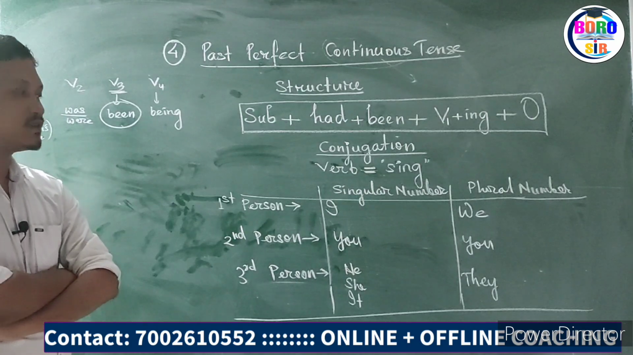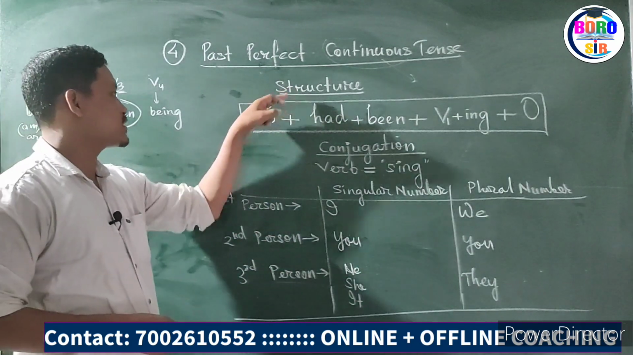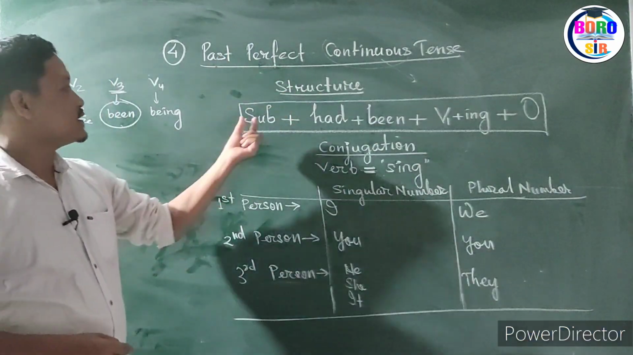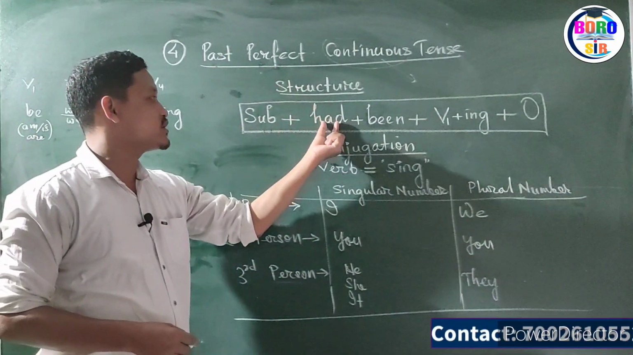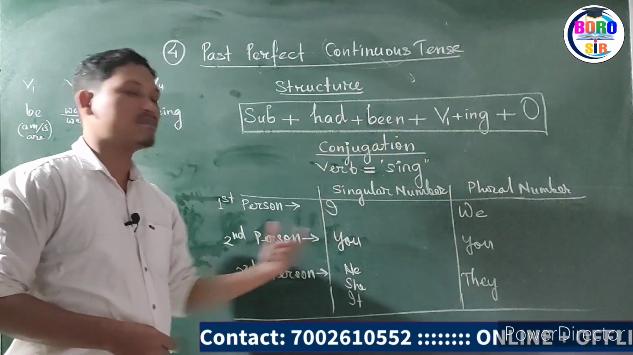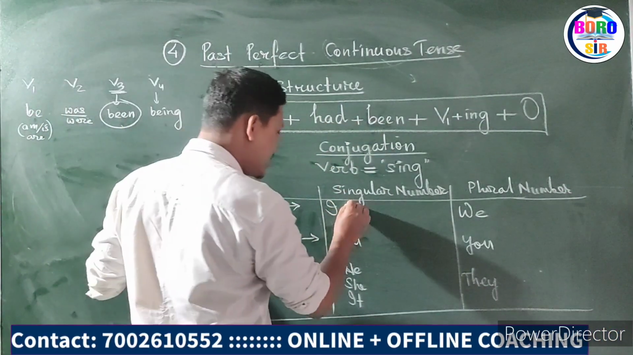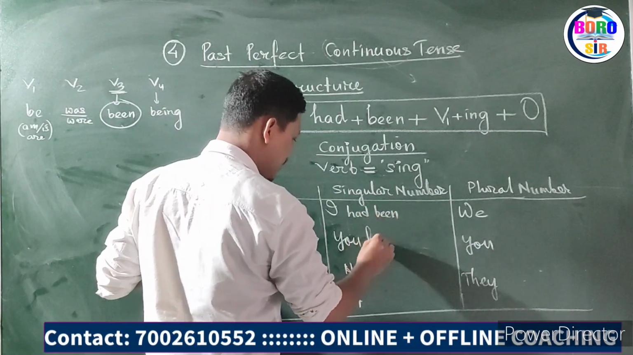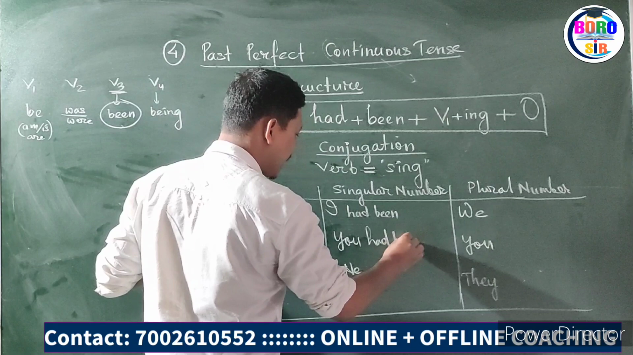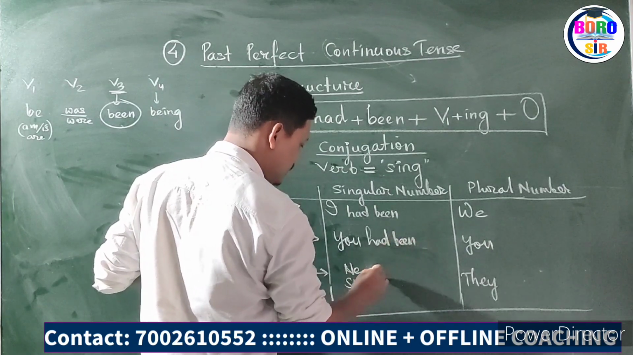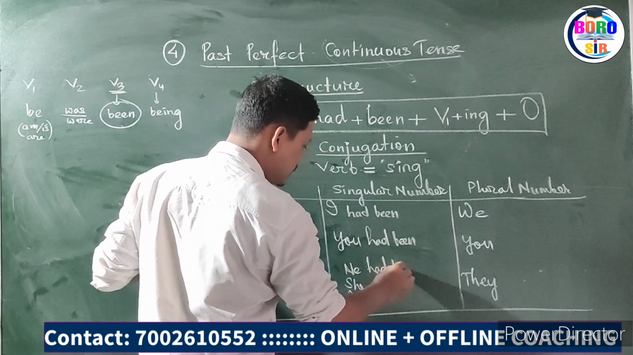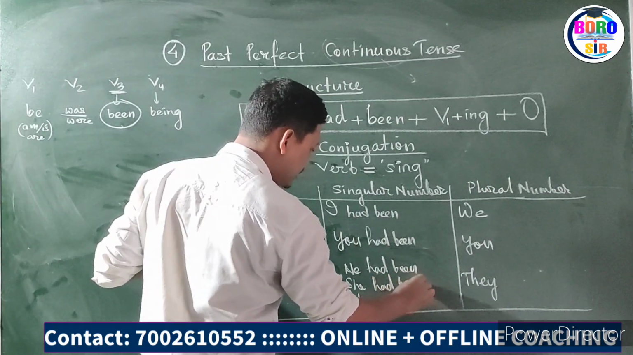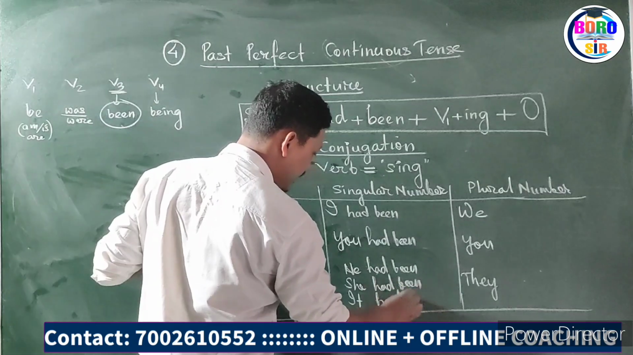You have finished? Now according to the structure of past perfect continuous, after subject, what should come here? Had been should come here, right? So therefore I am going to write had been. Here also had been. Here also it will be had been. Here had been.